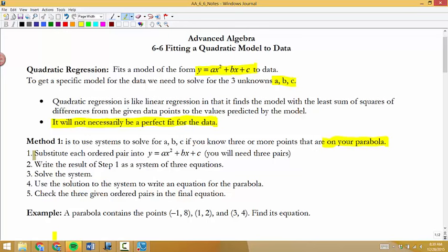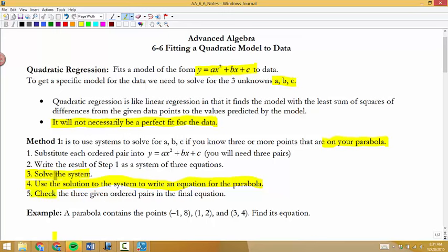We're going to take the ordered pairs that we're given and substitute them into the general equation. You'll need at least three ordered pairs because there are three unknowns. We're going to write the results of step one as a system of three equations. Once we plug those in, we're going to get three equations in terms of A, B, and C. We'll solve the system, which will tell us what A, B, and C are, and then use the solutions from the system to rewrite the equation for the parabola. And then finally, we want to check our answer to make sure that it's correct.